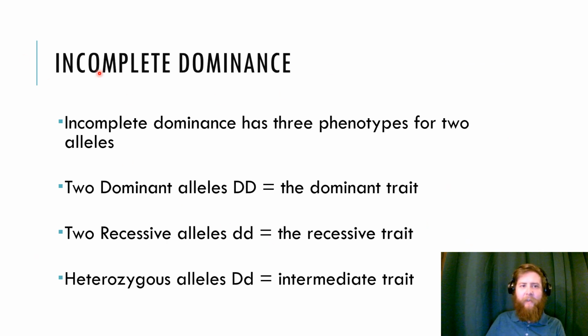In incomplete dominance, we have 3 phenotypes for 2 alleles. If they have the 2 dominant alleles, they get the dominant trait. If they get 2 recessive alleles, they get the recessive trait. And if it's a heterozygous allele, the dominant and a recessive mix, it turns into some kind of intermediate trait for whatever that thing is.